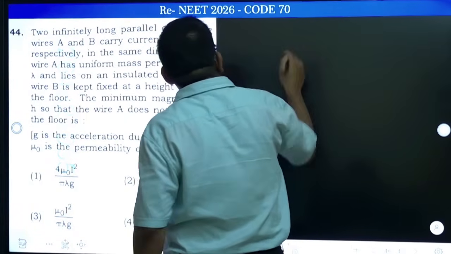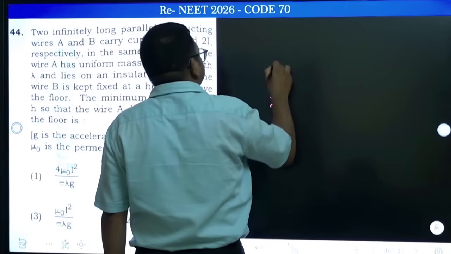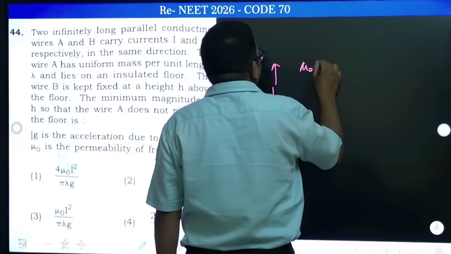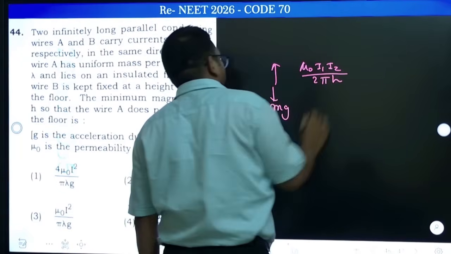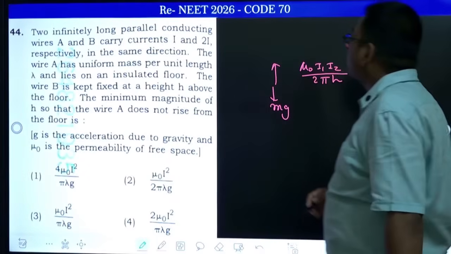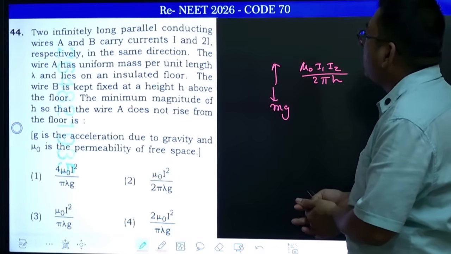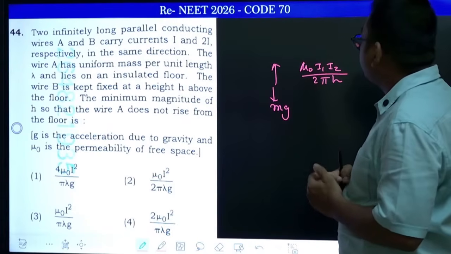So the force between the parallel wires must balance mg. So this is mg, and this is the force between parallel wires, which is mu naught I1 I2 by 2 pi d. d is the height h. Okay, you will calculate this. Wire B is going to pull it. So B has current I2.